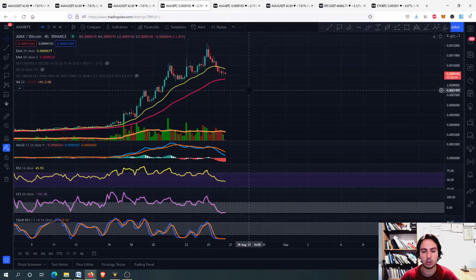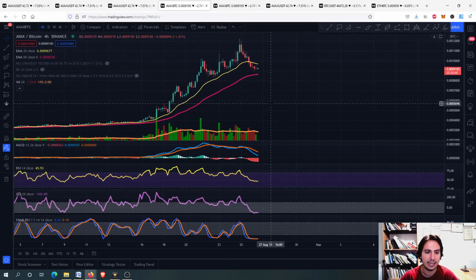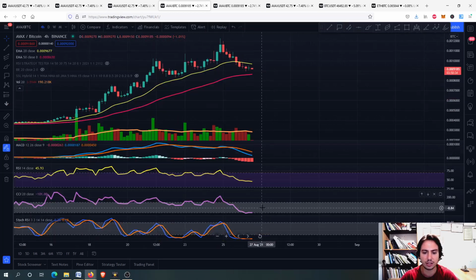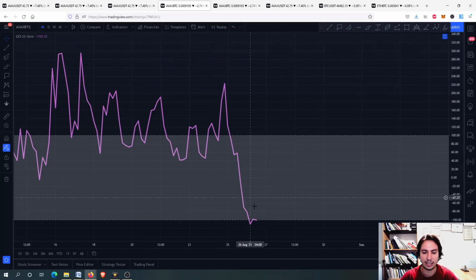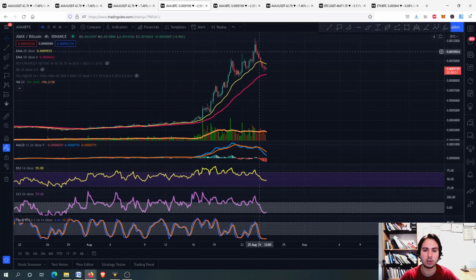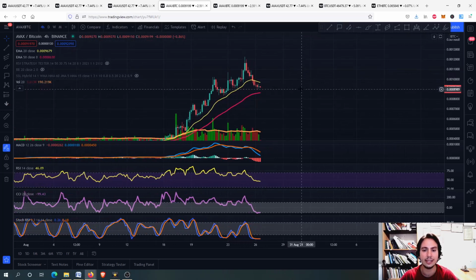Let's go to the AVAX Bitcoin chart. You can see on the 4-hour frame, we went down from the 20-day EMA, and now we want to see whether we are holding or not. It seems like we will go a little bit further down. Stochastic RSI and commodity channel index are both in oversold right now. RSI is not. It looks like the AVAX USDT chart. You can see that it looks a little bit identical. We were outperforming Bitcoin. Now we are just correcting a little bit.